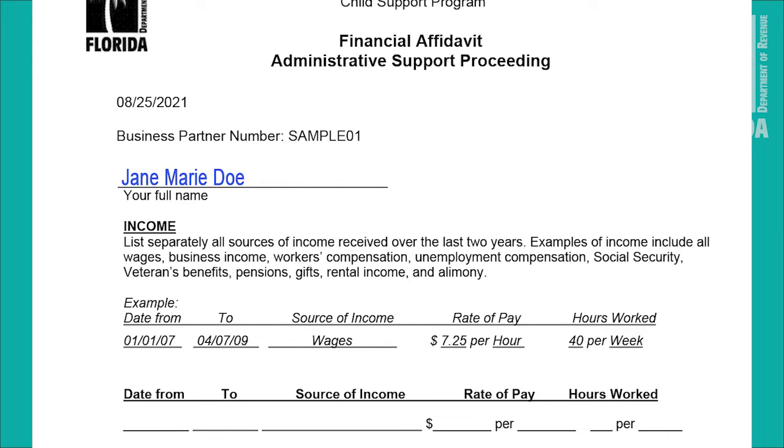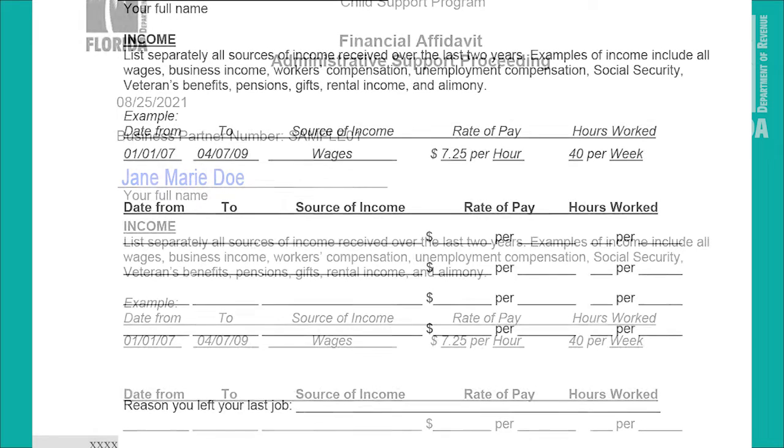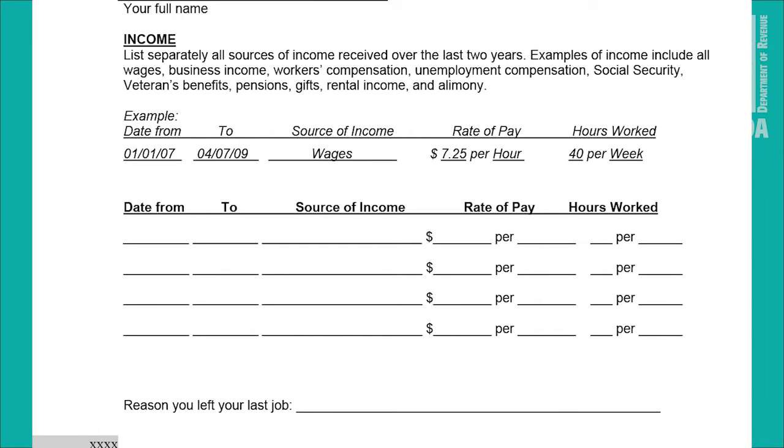Next, move to the income section of the form. In this section, you will need to list all income you have received over the last 2 years. For example, this includes all wages, business income, workers' compensation, unemployment compensation, Social Security, veterans benefits, pensions, gifts, rental income, and alimony.